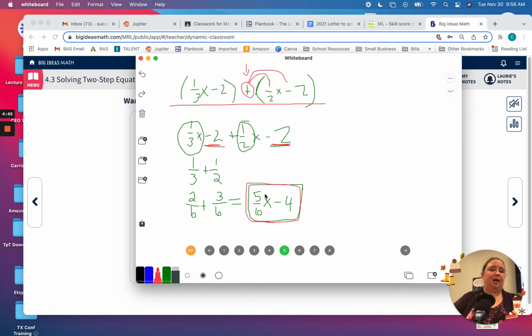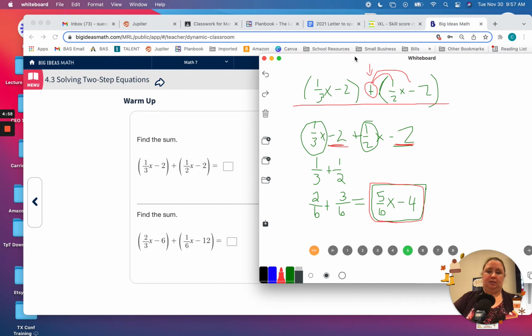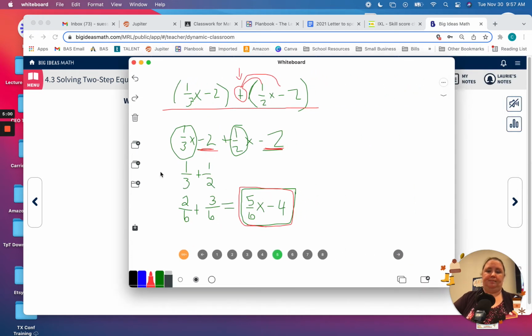I can't combine this 5/6 x and -4 because the -4 doesn't have an x with it. Does that help at all? Okay. All right, so everybody go try and do the second one now that we've practiced and see what you get.